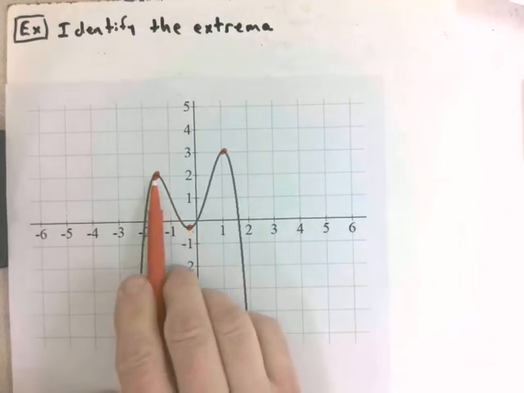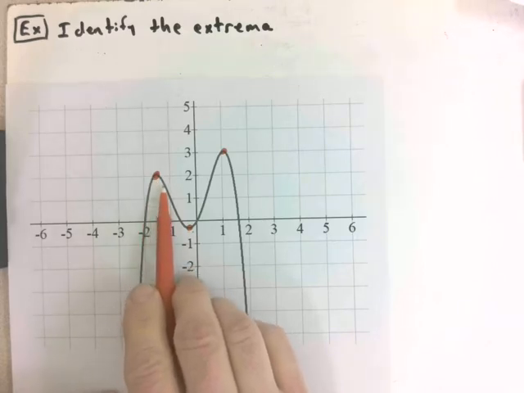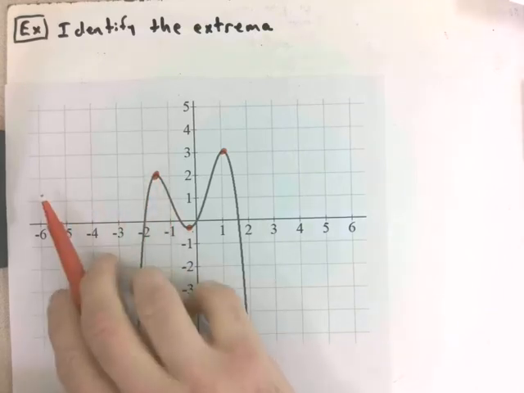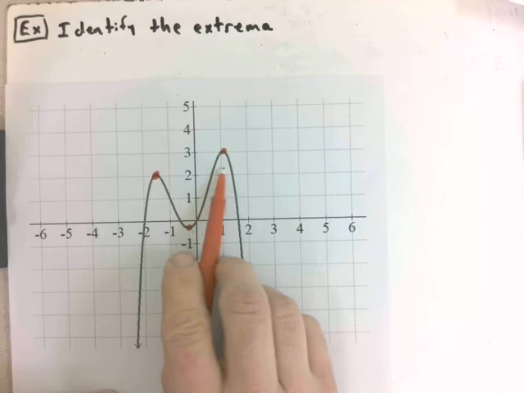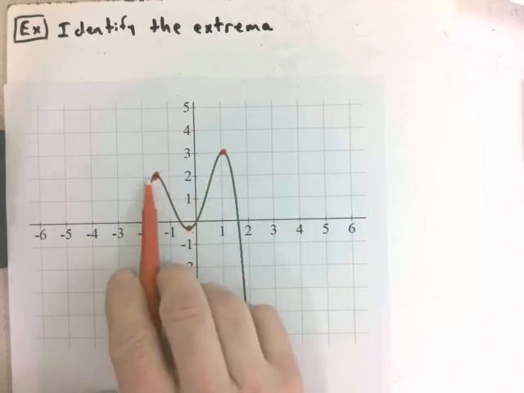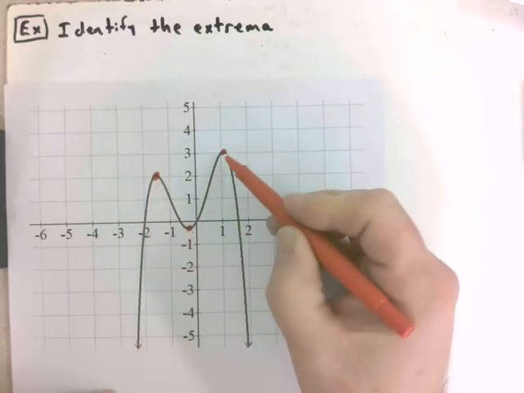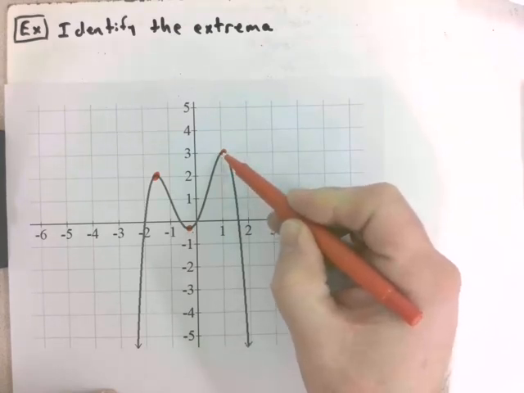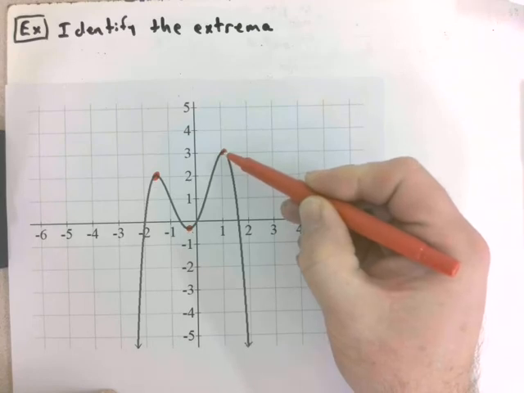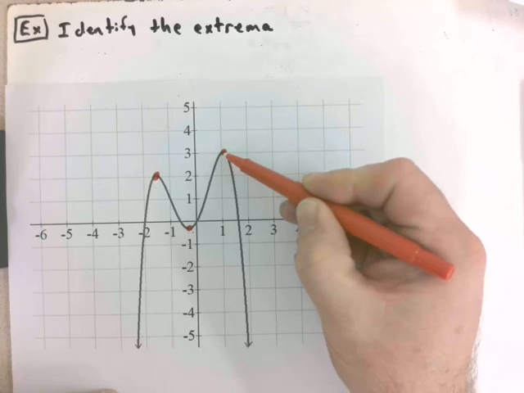So when I look at this relative maximum here, what I need to ask myself is, yes, this is the highest point relative to the points that are all around it. But as far as the entire graph goes, is this the highest point or not? And no, it's not. There are other points over here that are higher than this one. So this is just a relative maximum. This relative maximum, is this the highest point on the graph? And the answer to that question is yes. So this point right here is an absolute maximum because it is the very highest point.